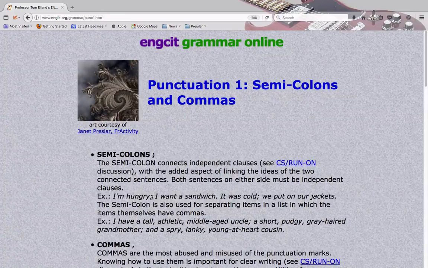For example, "I'm hungry; I want a sandwich." In other words, the hunger leads to the sandwich. "It was cold; we put on our jackets." The putting on the jackets is a result of the cold. The semicolon here adds these two things together.